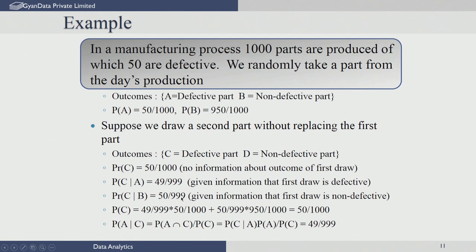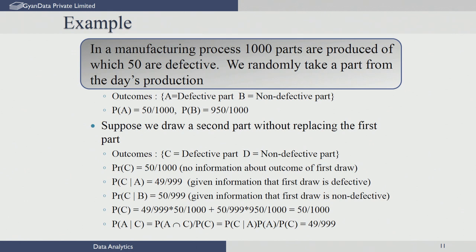Now according to the rules of conditional probability, we can compute the probability of C by the probability of C given A, which is 49 by 999, multiplied by the probability of A, which is 50 by 1000, plus the probability of C given A complement. Remember, A complement is nothing but B, so the probability of C given A complement is 50 by 999 multiplied by the probability of A complement, which is 950 by 1000, which we have actually shown in the first case. So if you add up all these probabilities, you will find that you get 50 by 1000.